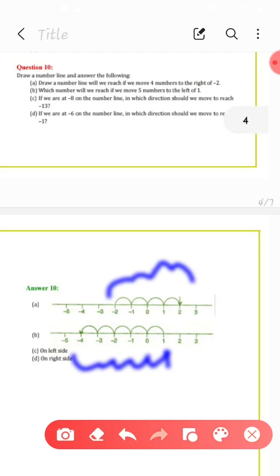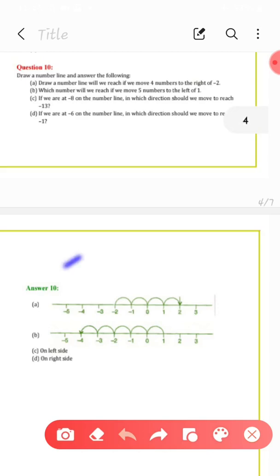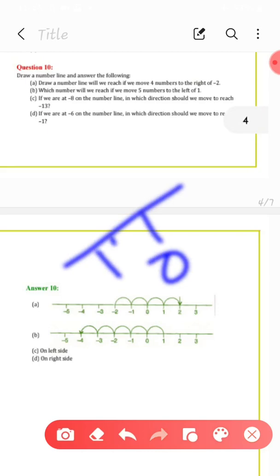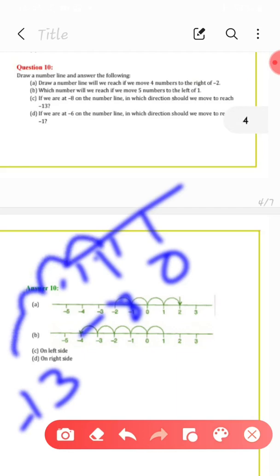Then 10C is given. The question: if we are at minus 8 on the number line, in which direction should we move to reach minus 13? 0 is here, and if we move this way, we will reach minus 8 first, then minus 13 will be here. We are at minus 8 and we have to move to minus 13. Then which direction will we move? We will move to the left hand side. So our answer will be the left side.